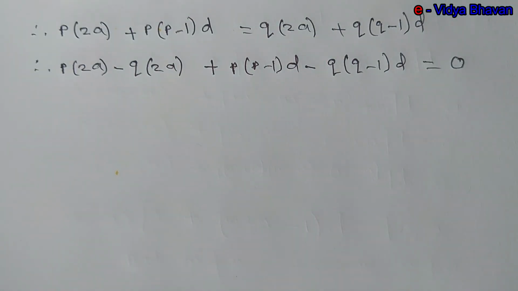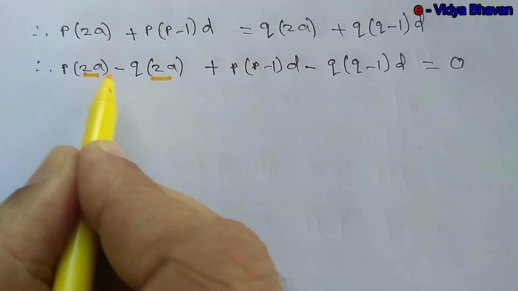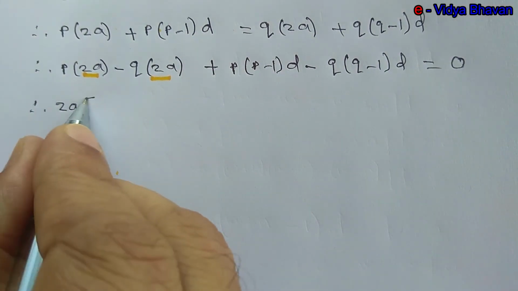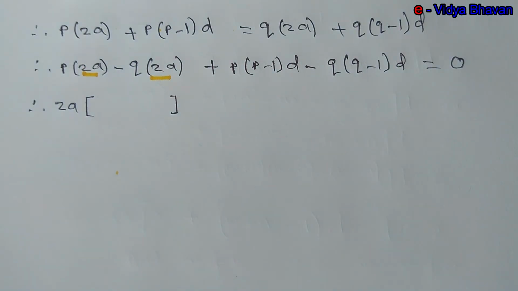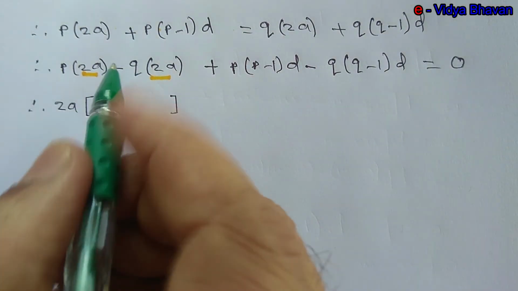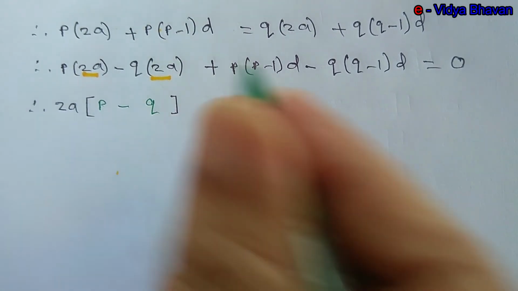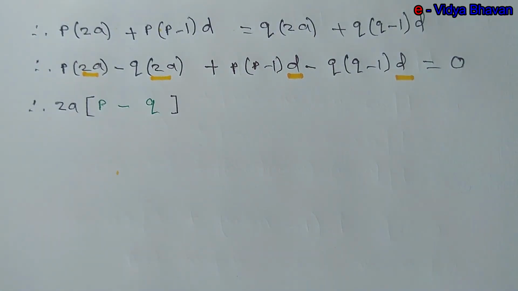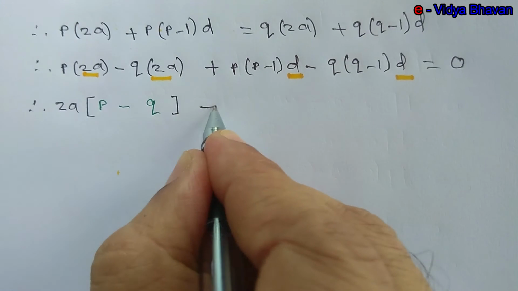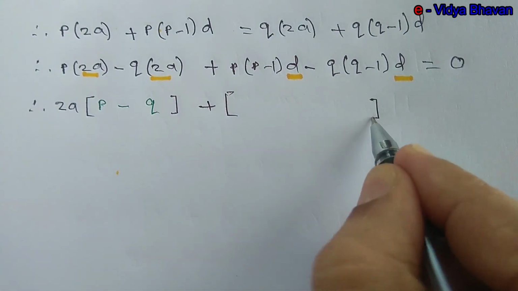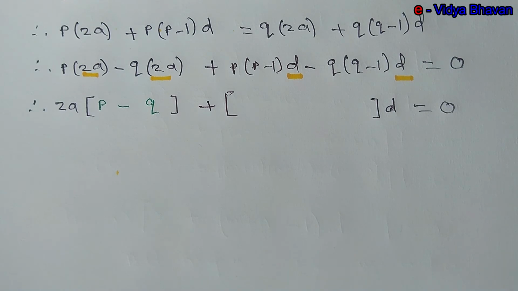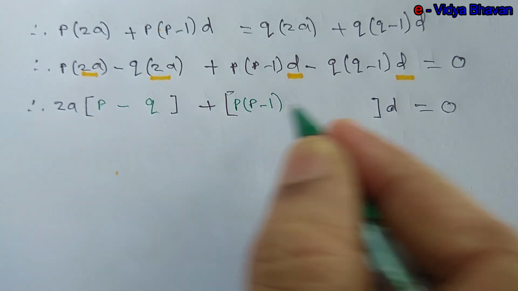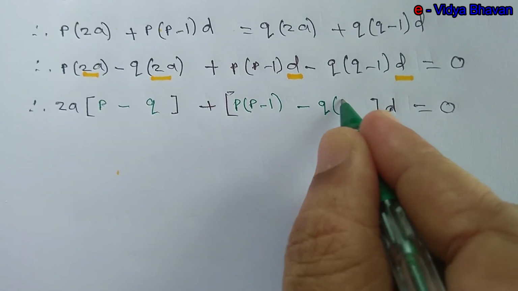Now here we have 2A and 2A common. So let us take 2A common here. When we take 2A common, we are left out with P minus Q. And in these two terms, let us take D common here. And we are left out with P into P minus 1 minus Q into Q minus 1.